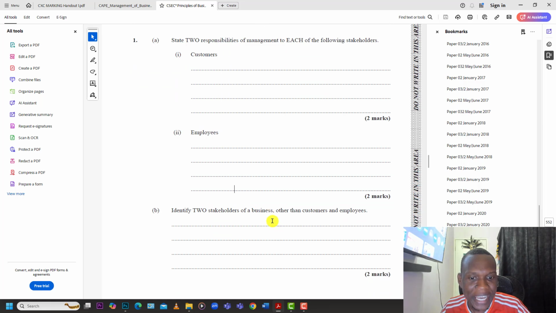State. Identify, an X, 1 marker. Identify 2 stakeholders of a business other than the customers and the employees. Right? So 2 stakeholders of the business.